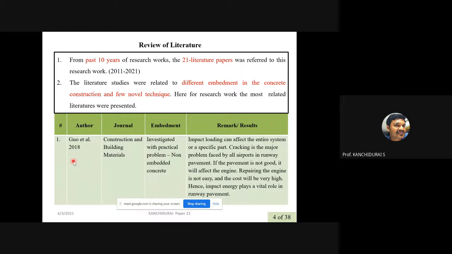The first one, Go et al., investigated using embedment versus non-embedment. With impact load, it can affect the entire system of the specific part. Cracking is a major problem faced by all airport and runway pavements. If the pavement is not good, it will affect the engine, repairing the engine is not easy, and the cost is very high. Hence, impact energy plays a vital role in runway pavements.